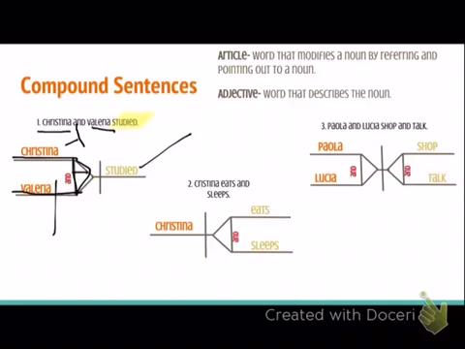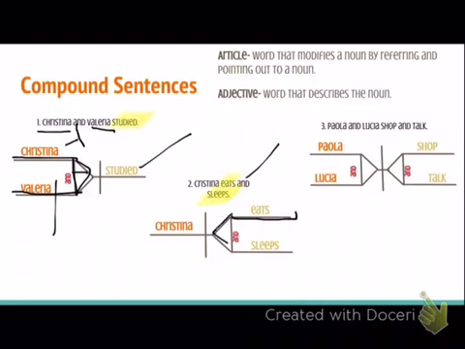Christina eats and sleeps. Well, first we're going to look at our verb. So, Christina eats and sleeps. Eats is a verb, and sleeps is also a verb. And connecting these two verbs we have the conjunction. So it means we have a compound verb. So we're going to write first our verb here, eats, because it's the first verb.